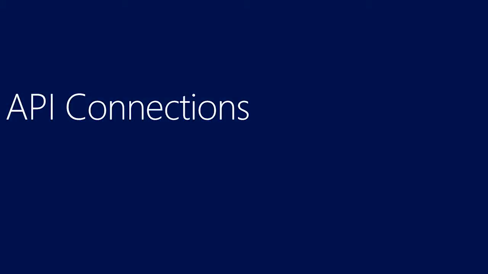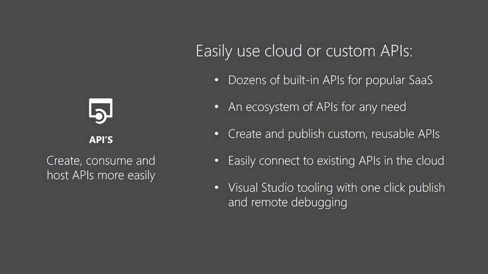So let's talk about API connections. APIs allow you to use existing or custom APIs. There are dozens of APIs that are built for popular SaaS that come with the product. You can use an ecosystem of APIs for any need, including those that you publish yourself as custom APIs, or by others as reusable APIs. You can use Visual Studio to build those APIs and publish them into Azure.